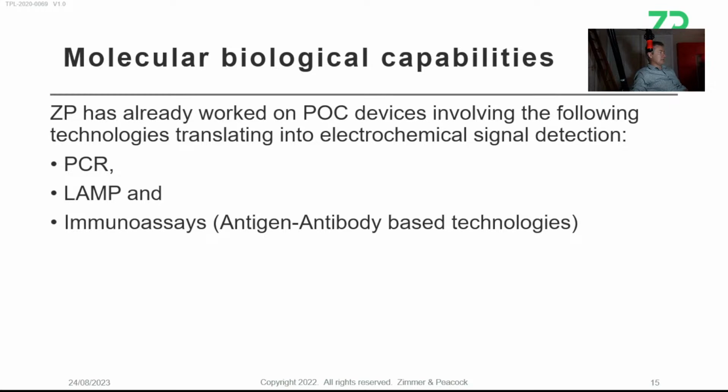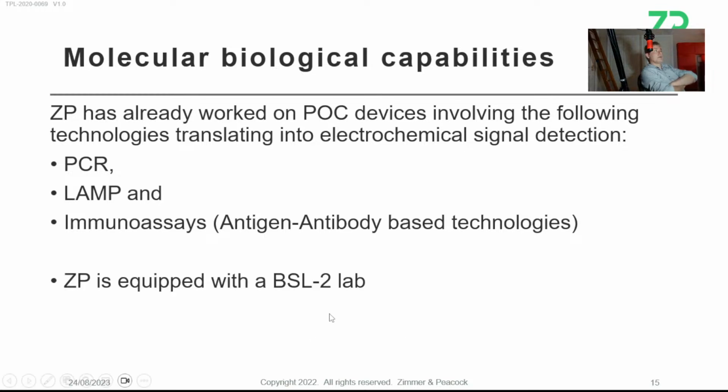Let's say it was a bacteria like E. coli, or a pathogen or virus like SARS-CoV-2. It didn't always have to be genetic. You can also use immunoassays, and we have done that as well. We are equipped with a BSL-2 lab. This means we can handle things like E. coli, SARS-CoV-2. It means that we can't handle Ebola. That's a higher class than we have. So there are some pathogens we can't handle, but it should be said that ZP is set up to be able to handle quite nasty pathogens.